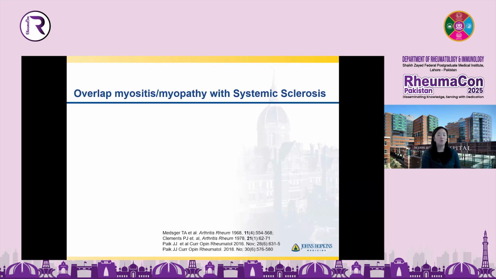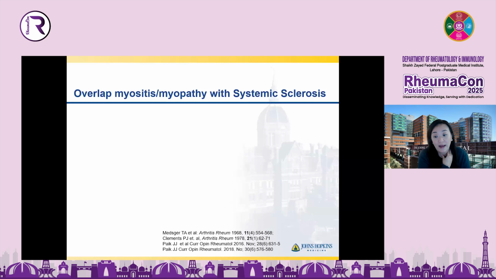What do we know about overlap myositis or myopathy with systemic sclerosis? I am going to spend a lot more time on this section, because not only is it one of my research interests, but as I said before, it is the most common overlap connective tissue disease in a patient with myositis. So what do we know about overlap muscle disease or myositis with scleroderma?